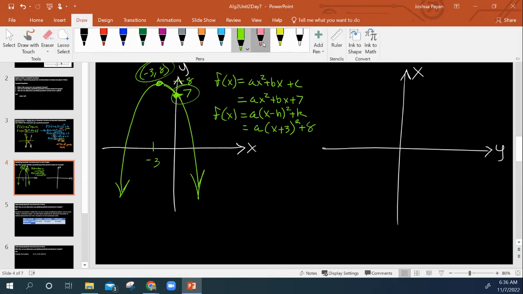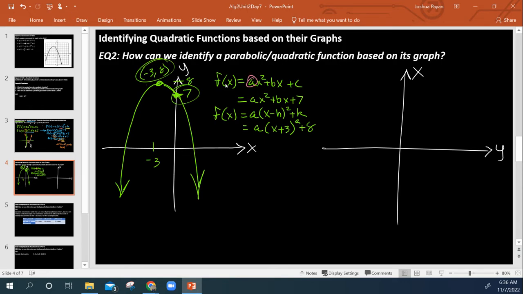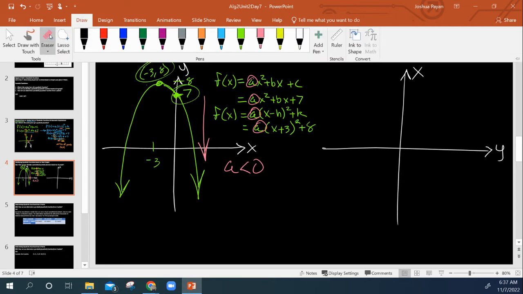But for both of these, we know a must be less than 0 because we're opening down. So that means a must be negative, right? So if we had multiple choice or just had to guesstimate what our function probably looked like, we get a pretty good idea just from looking at this picture and knowing what we know about standard form and vertex form.